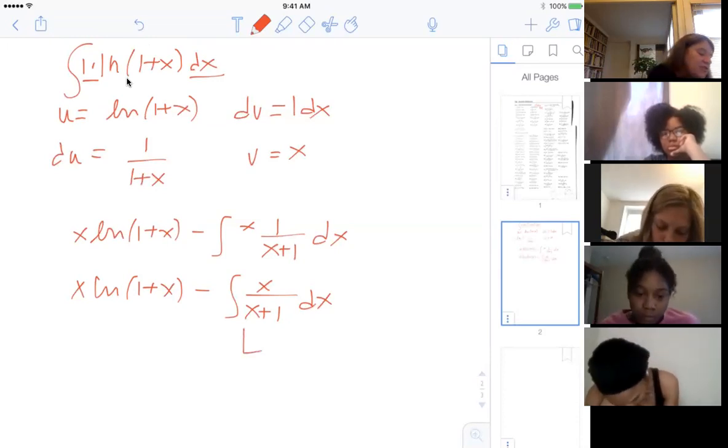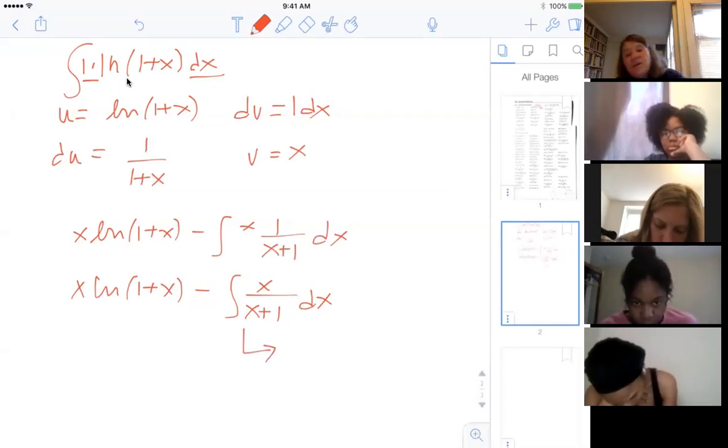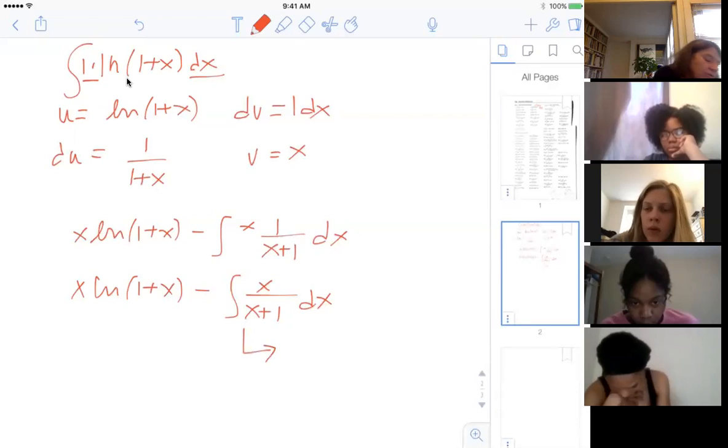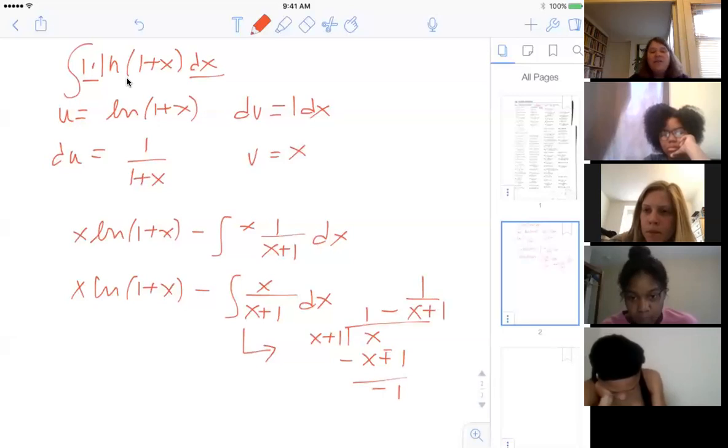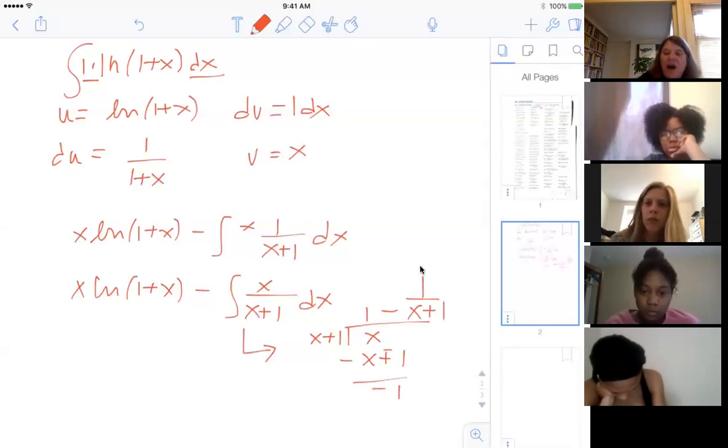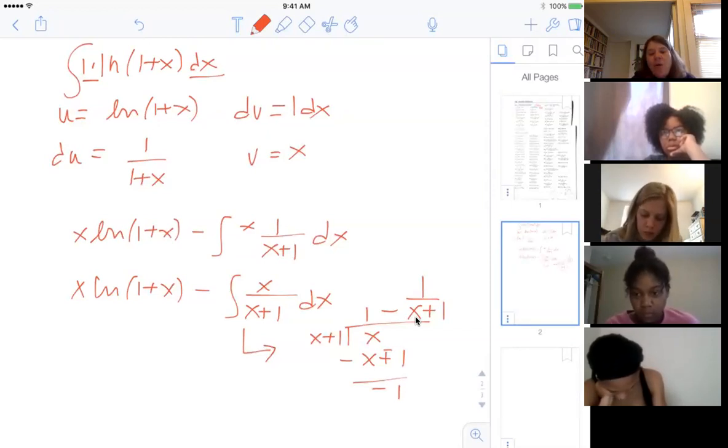You don't want to try parts on this thing because there's no way to split it up to make it look nicer. So just to practice division again, what's x into x? 1. Multiply out. Subtract. Can't divide x into minus 1, so it's minus 1 over x plus 1. Not hard to integrate now. The integral of that is going to be x, and the integral of that is going to be log(x plus 1). So when you see a rational form and the power is the same or higher, do the division first.